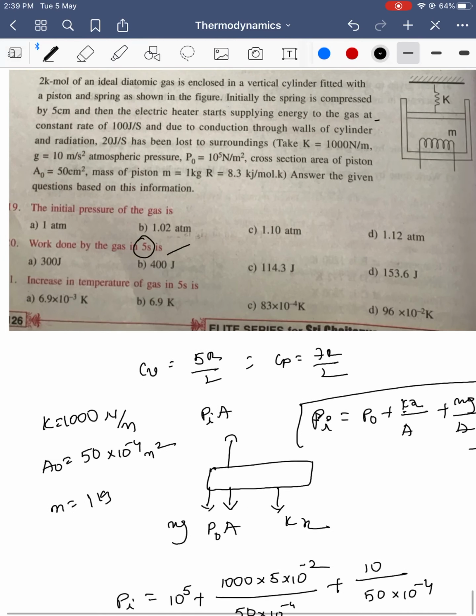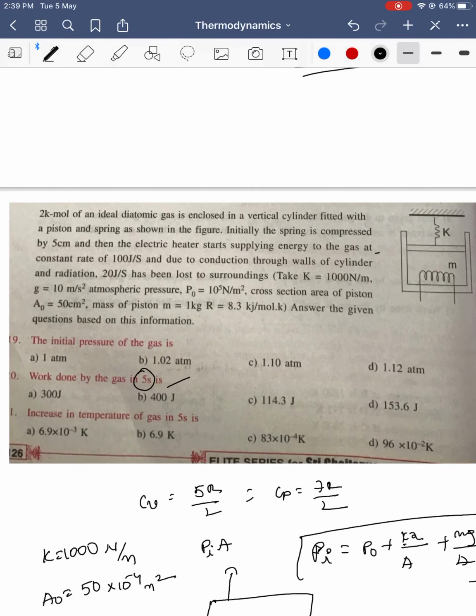Okay, so in any mechanical equilibrium situation, if the mass is given, you should understand that you have to do a force balance. So force is equal to pressure into area. If you can remember the mechanics part, it will be easy to calculate thermodynamics.